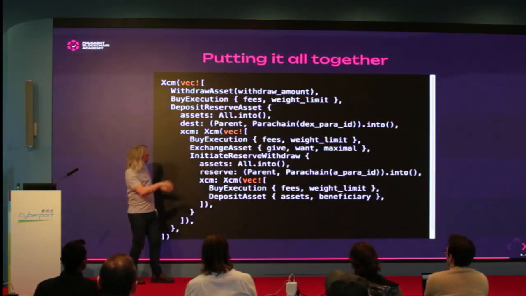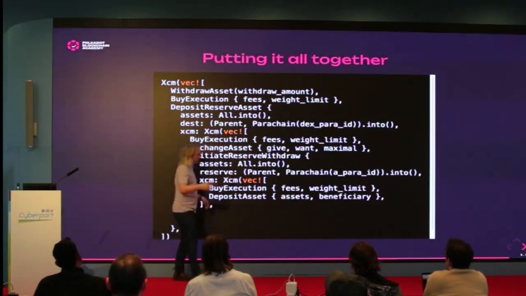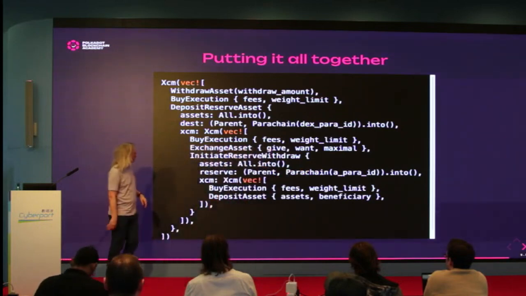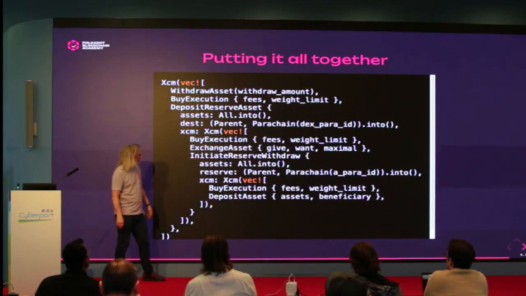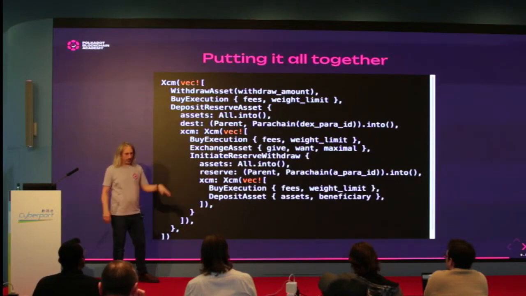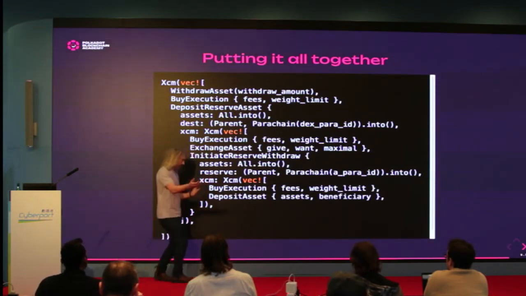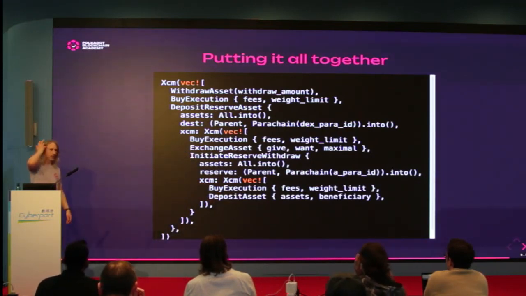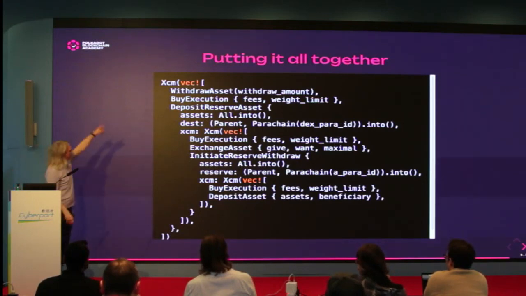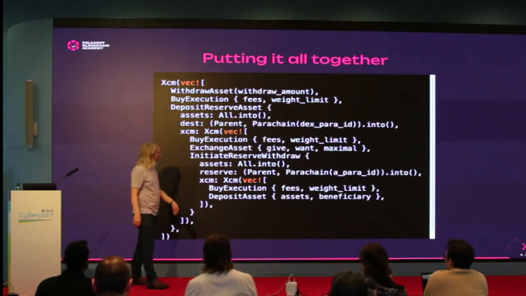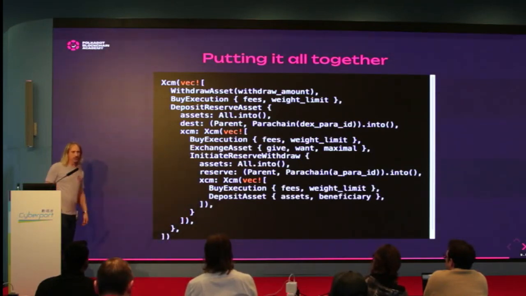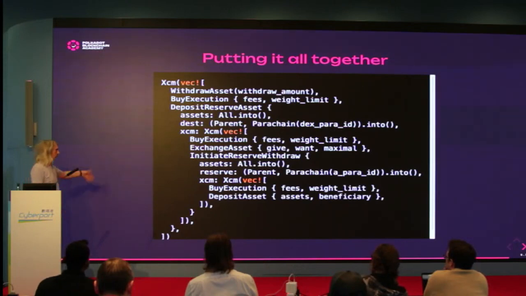Everything. We want to do it with everything, and our reserve, the place where the real assets are stored, is back on our originating parachain. Then we have the XCM code that we want to run once these things are unwrapped and we're running on that chain. What we want to do is buy some execution and then deposit the asset into our beneficiary account. And this is the code that you need to run in order to use a DEX chain to exchange some assets on your chain, the reserve chain.